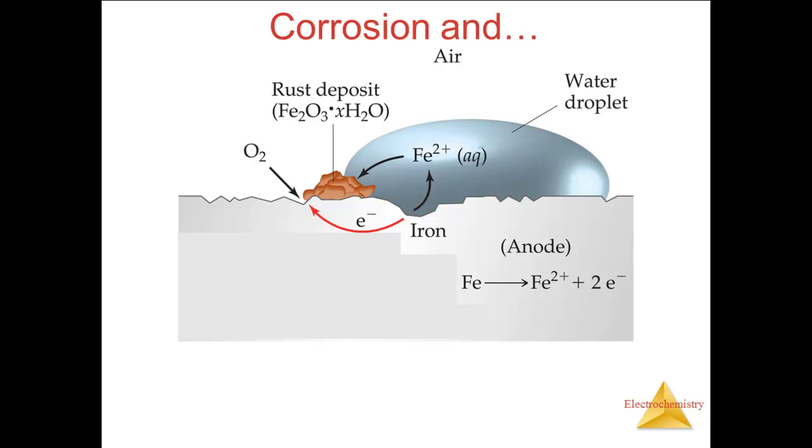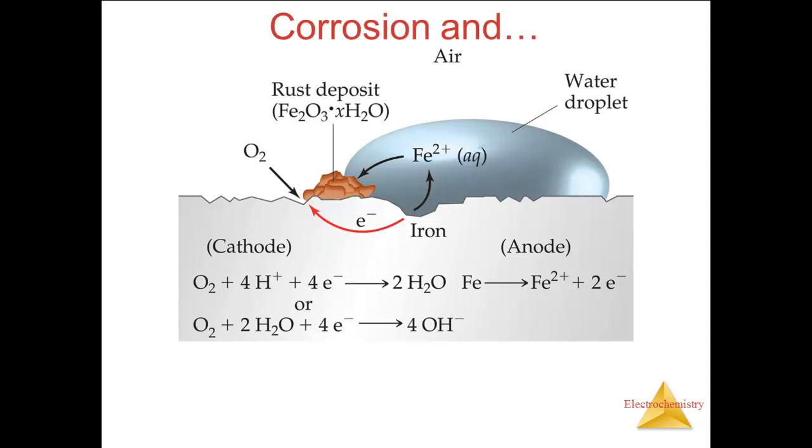Iron oxidizes to Fe2+ as the metal becomes the anode of a redox reaction. The cathode is at some other place in the exposed iron, where oxygen comes in contact with the iron. The oxygen is reduced to oxide, O2-, and combines with the Fe2+ to make rust.